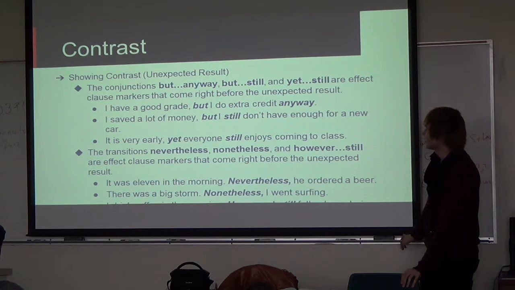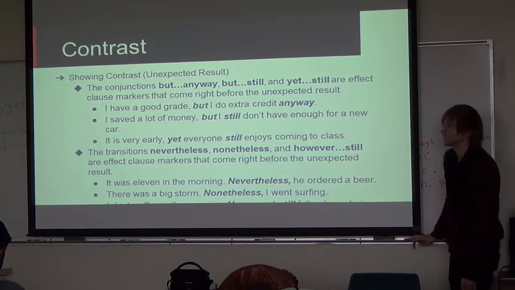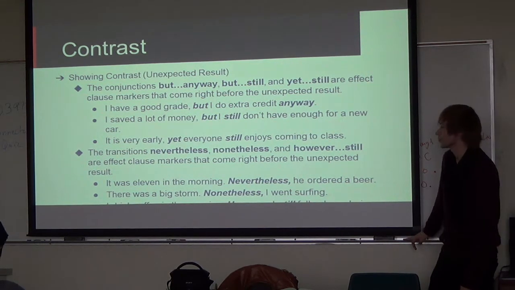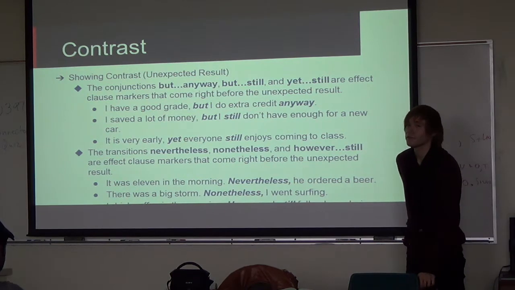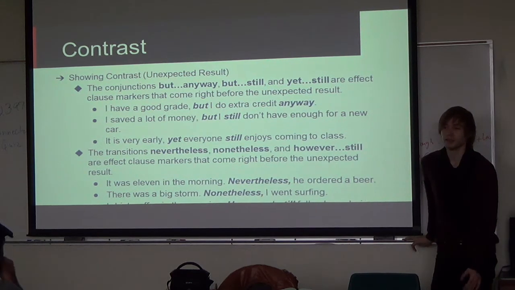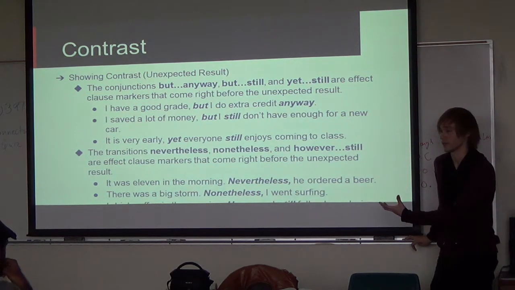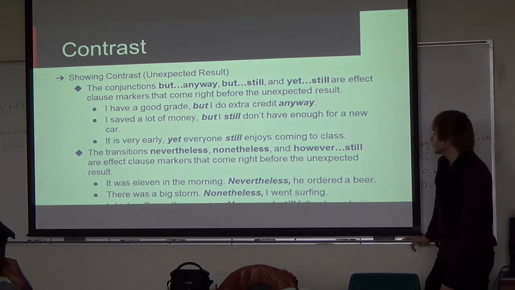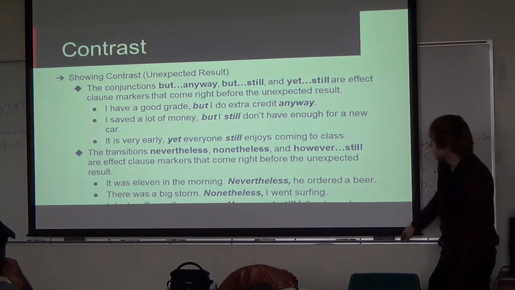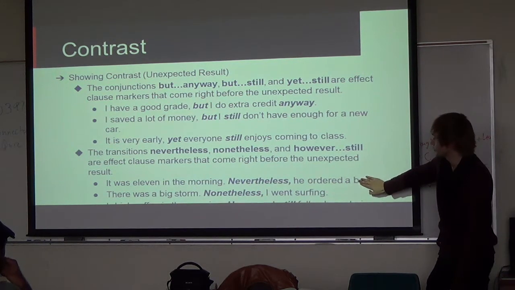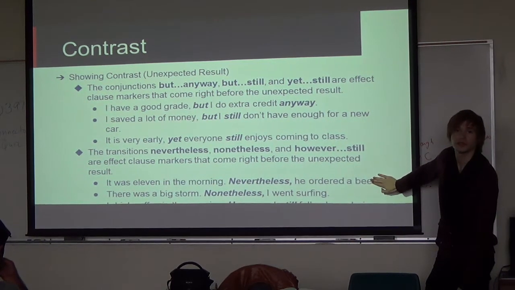All right, so we're gonna move to transitions, such as nevertheless, nonetheless, however, and still. So these are effect clause markers. These come for the second part, not for the cost, but they show the result right afterwards. I know it's a little bit cut off in the last one, so we'll just go to number 1 and 2. Who can do the first one?